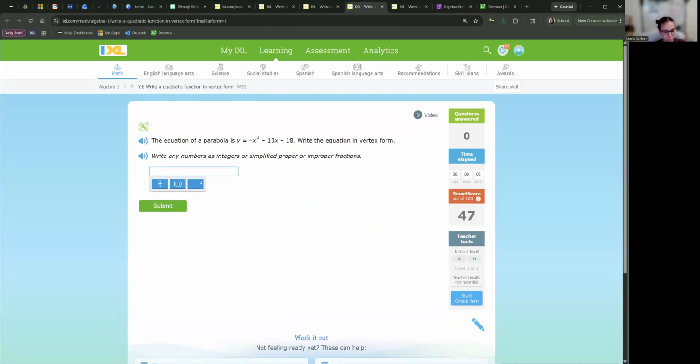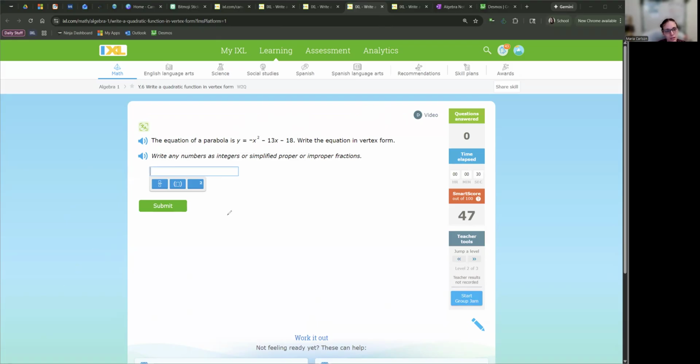All right. The equation of a parabola is y equals negative x squared minus 13x minus 18. So when you have this a value in front, we have a -1 essentially in front of the x squared. I'm going to factor that out of just these two terms. We'll start with just those two.